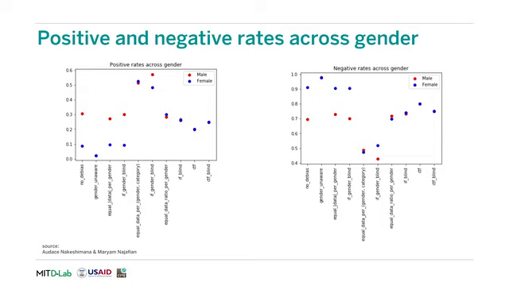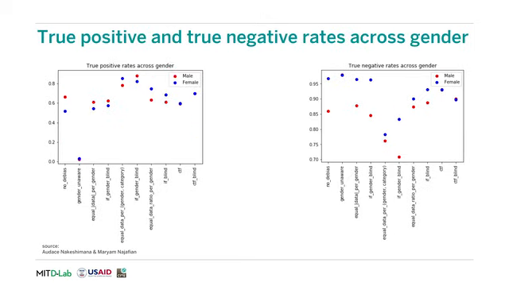The plots shown here show the comparison between the positive rates across gender and the comparison between the negative rates across gender. The plots shown here show the comparison between true positive rates across gender and the comparison between true negative rates across gender for all the techniques that we covered so far.